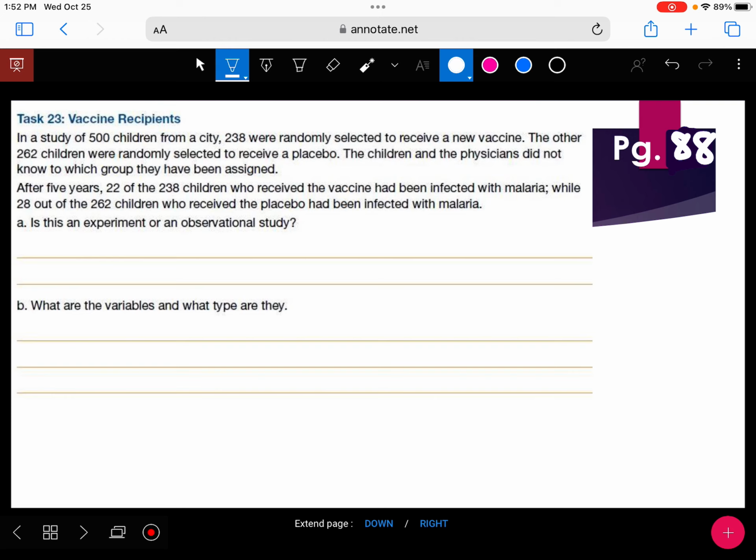So the first question we have is, is this an experiment or is this an observational study? An experiment. How do we know that it's an experiment? Actively selected. So selected is going to be our keyword here for that. They were chosen.